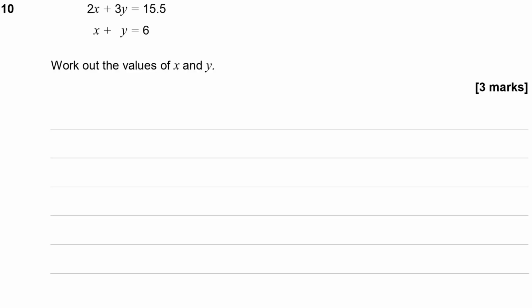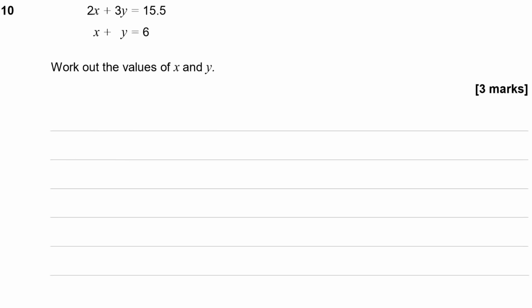Question 10 has a fairly straightforward pair of simultaneous linear equations. I'm going to be using the elimination method to solve this. Let's label that one equation 1 and equation 2. So to eliminate x, I'm going to take equation 1 and I'm going to subtract 2 lots of equation 2. So let's just write equation 1 out again. 2x plus 3y is equal to 15.5.